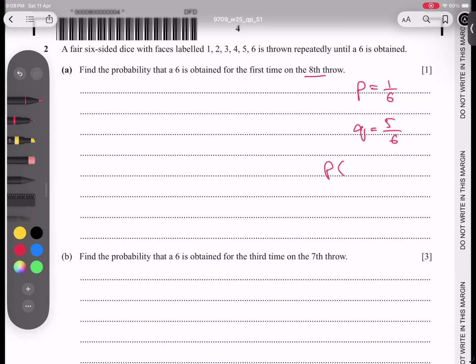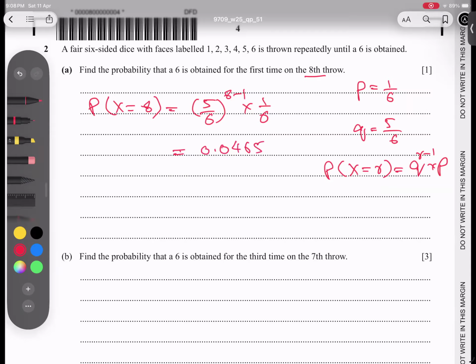And he's saying on the eighth throw. So the formula we have basically is x equals r is equal to q to the power r minus 1 into p. So this is the first time appearing, very clear. So now I'm applying the same formula, but I'm plugging 8 here. If x is equal to 8, so q is 5 over 6 to the power 8 minus 1 into 1 by 6. I think our point is very clear. If we type this in the calculator, we get in decimal 0.0465. I hope the point is very clear. Rounding to 3 SF.